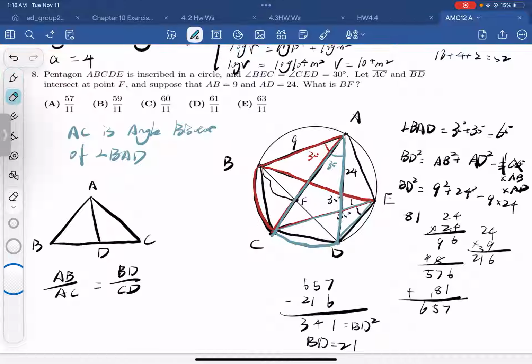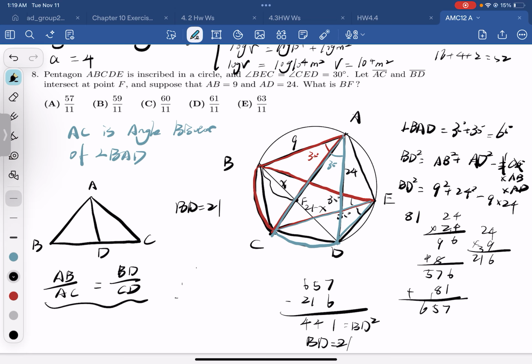Wait, hold on. Oh, it's 441. So it's 21. Yeah, it's 21. Pretty straightforward. So BD is 21. And we assume that BF is X. So FD is 21 minus X.